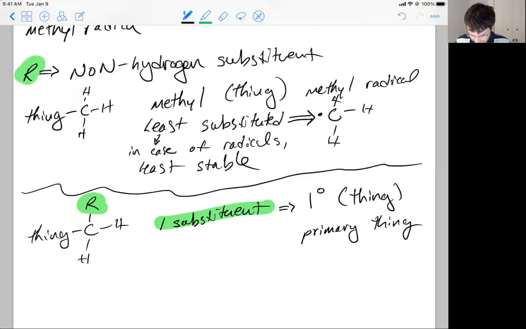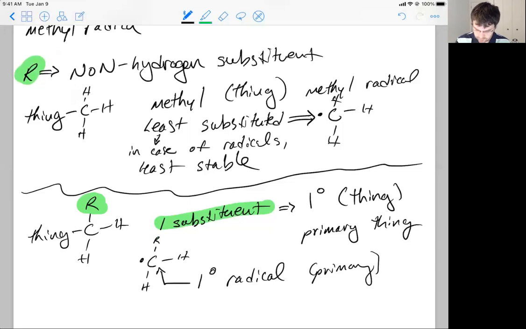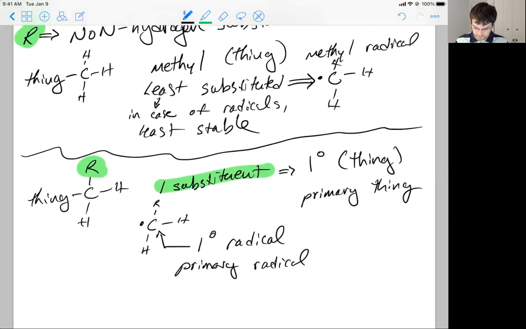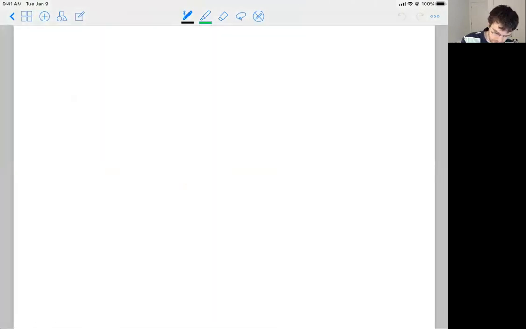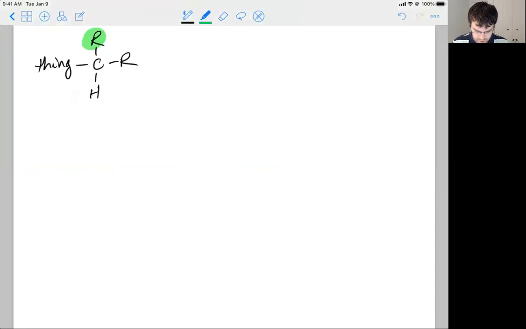If we had a radical where we had an R group and a hydrogen, we would call this carbon a primary radical. Let's keep going. If we add another substituent, it then becomes a secondary radical. This is generally true of any carbon with something attached to it. We're focusing on a dot or a radical, but it could be other functional groups. Now we have two R groups, so this is a secondary thing that we write as a two with a degree, and that two corresponds to two substituents.